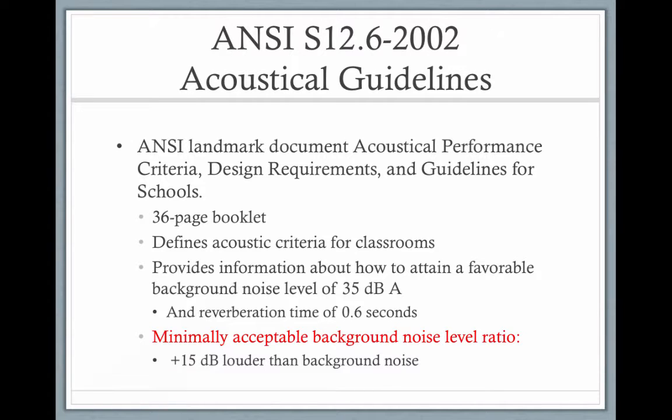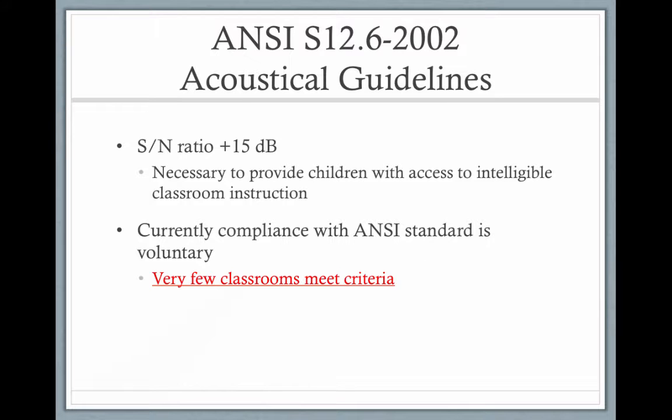The American National Standards Institute came up with acoustic guidelines for classrooms. And they looked at background noise and reverberation, and they came up with a minimally acceptable level for learning in a classroom for these children: up to 15 decibels louder than the background noise. So 15 decibels is necessary to provide children with access to intelligible classroom instruction. And very, very few classrooms comply with this.